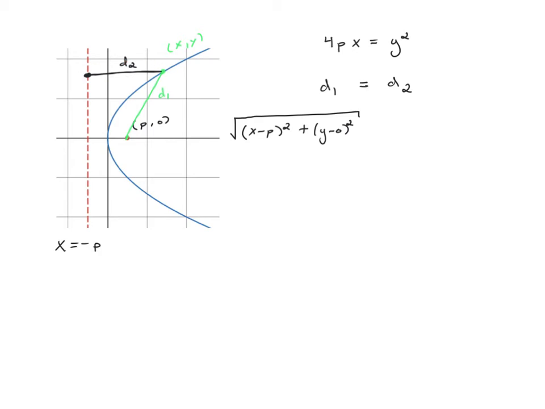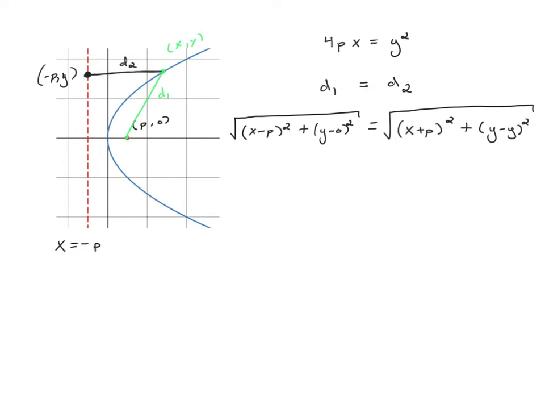So let's figure that out. We're still using the distance formula, but I need coordinates for this point. Well, I know the x coordinate is going to be negative p, and the y coordinate is going to be the same as this y coordinate here, because that's supposed to be a horizontal line, so we get the same y value. So I have both coordinates. I take the difference of the x values, that's x minus negative p, and I square it. I then add on the difference of the y values, which is y minus y, and I square that, and I take the square root of this whole thing.